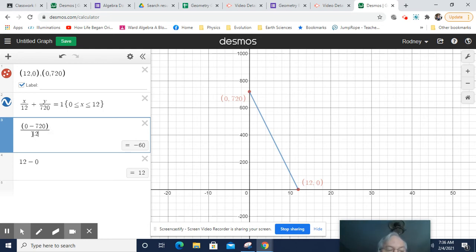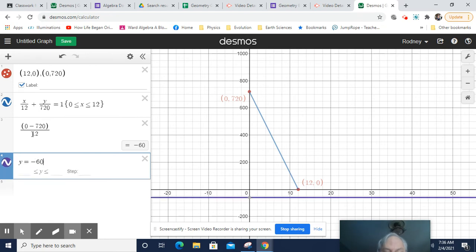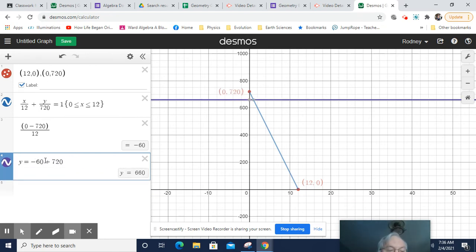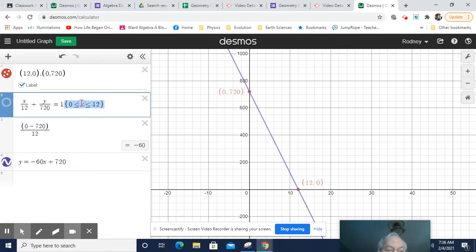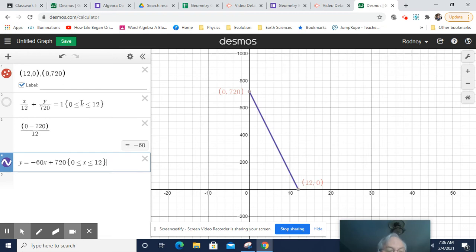So once I have that slope, I can say y equals, this is slope-intercept, y equals negative 60x plus my y-intercept at 720. Well, I just made a silly mistake, I left out the x. Okay, if I turn this one off, you'll see that it makes the same equation. I'll plop in the same restriction, and there we go.